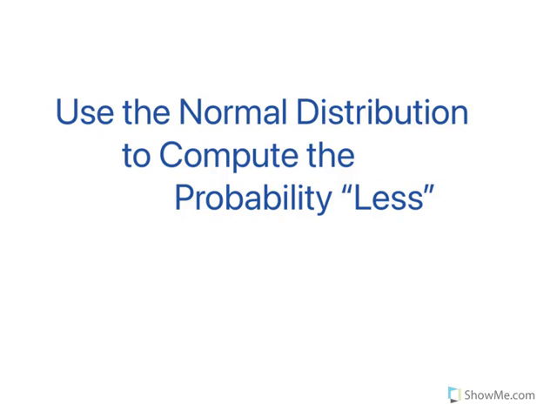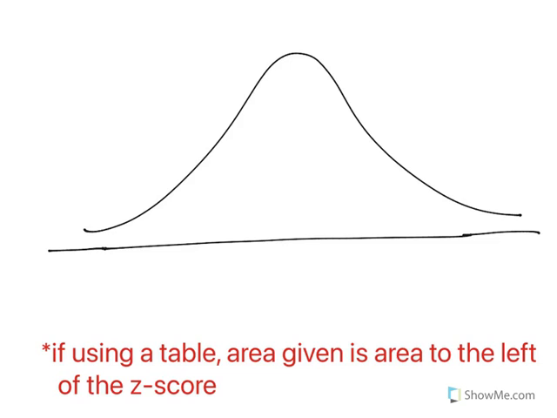Use the normal distribution to compute the probability less than. Okay, so let's talk about the normal distribution. When we're using a table, the table is going to give us the area to the left of the z-score. So if I say this is my z-score, whatever it is, doesn't matter, and let's say the z-score is negative 1.2.